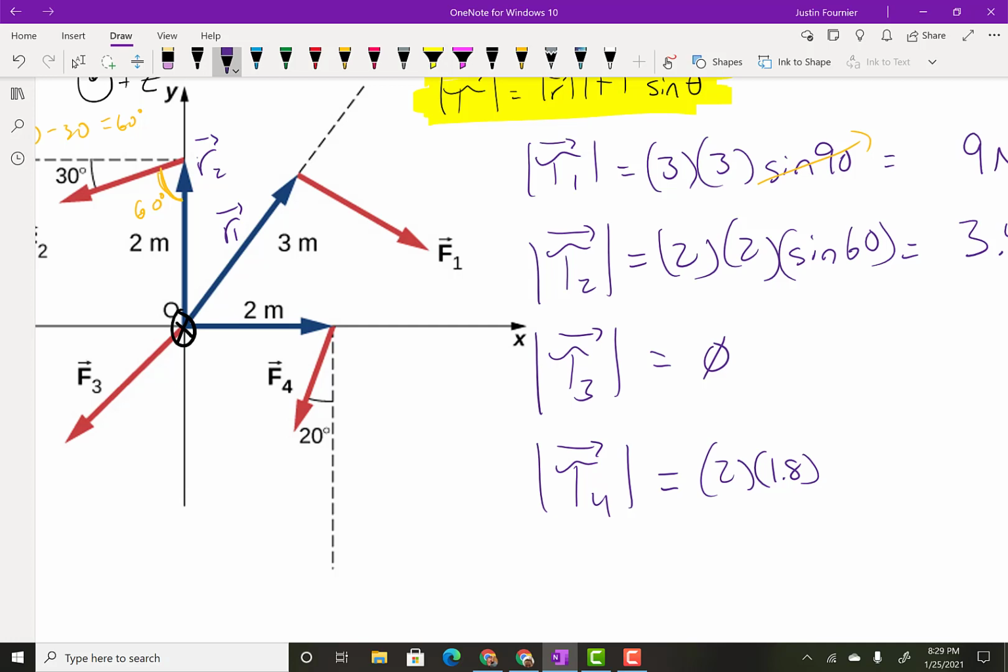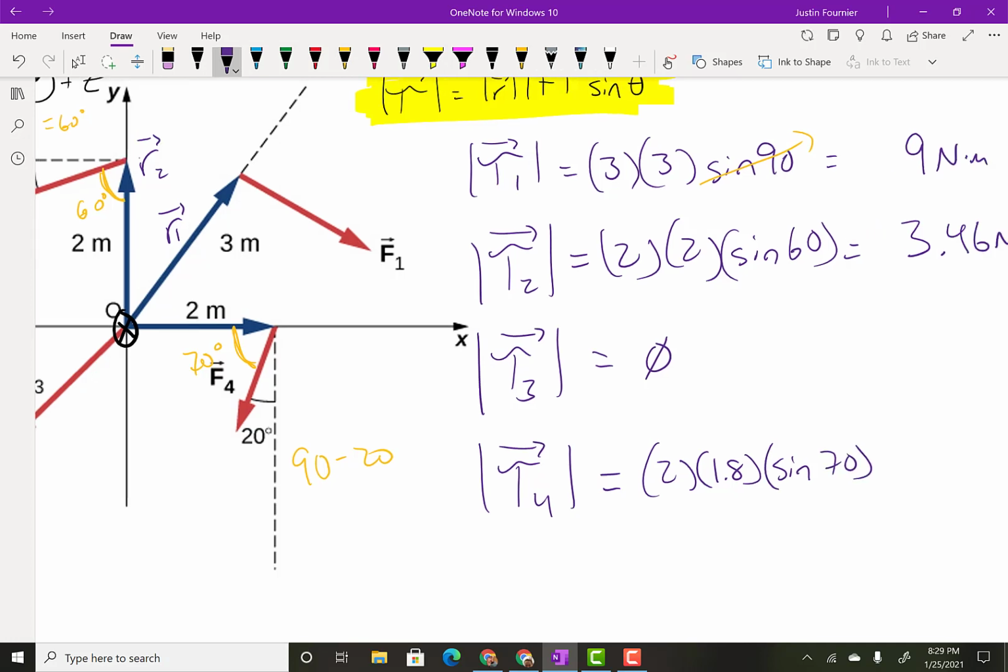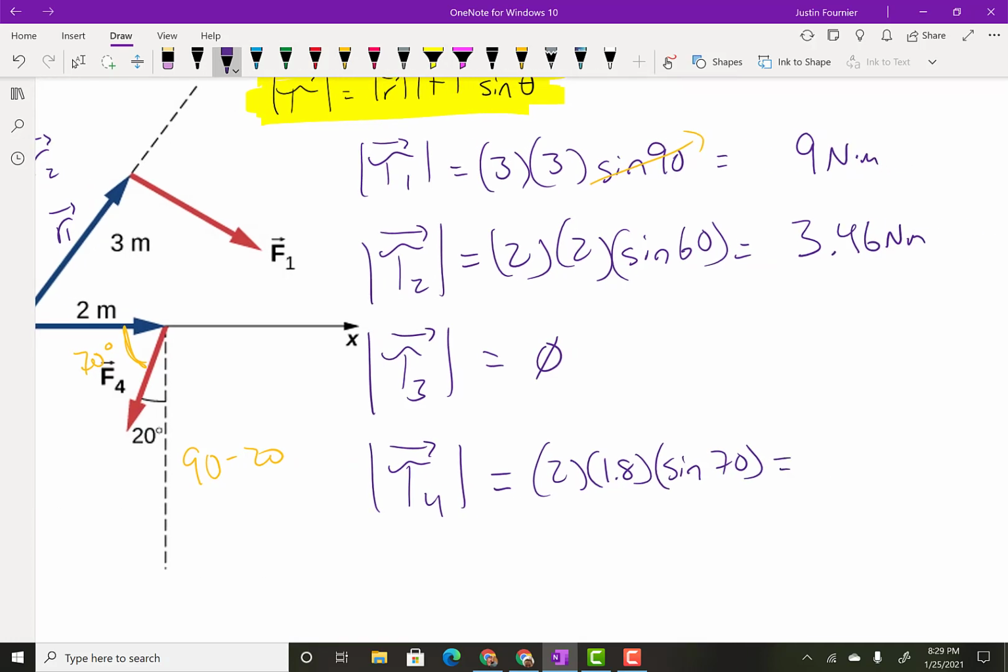Again, they're trying to be tricky. I'm trying to find out really this angle, because this would be my theta, the angle between the r vector and the force vector. Well, what is that going to be? 20, oh yeah, 90 minus 20. So that's going to be 70 degrees. So this would be sine of 70 right there. Now plugging all this in gives me 3.38.